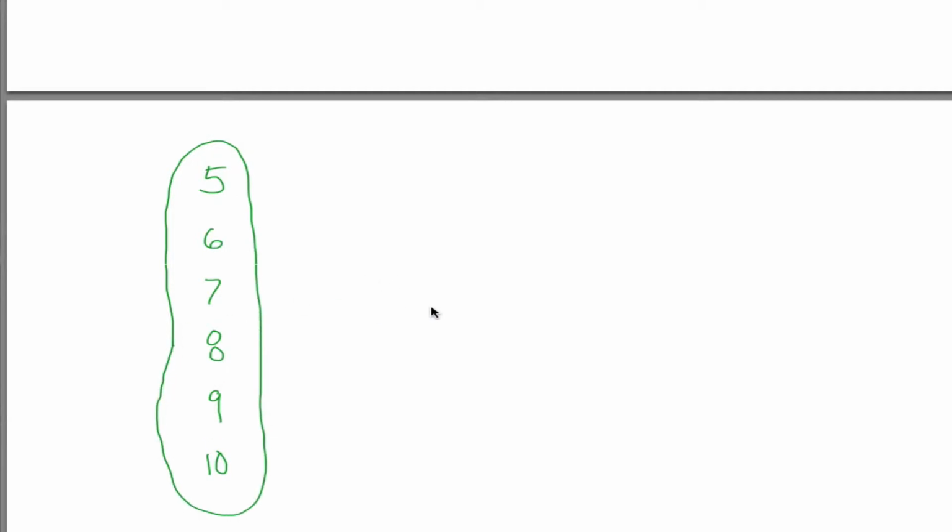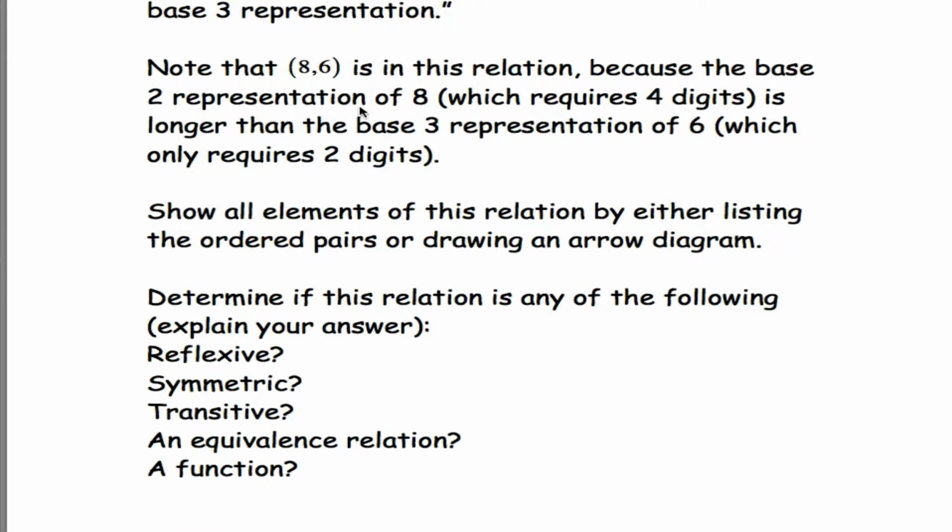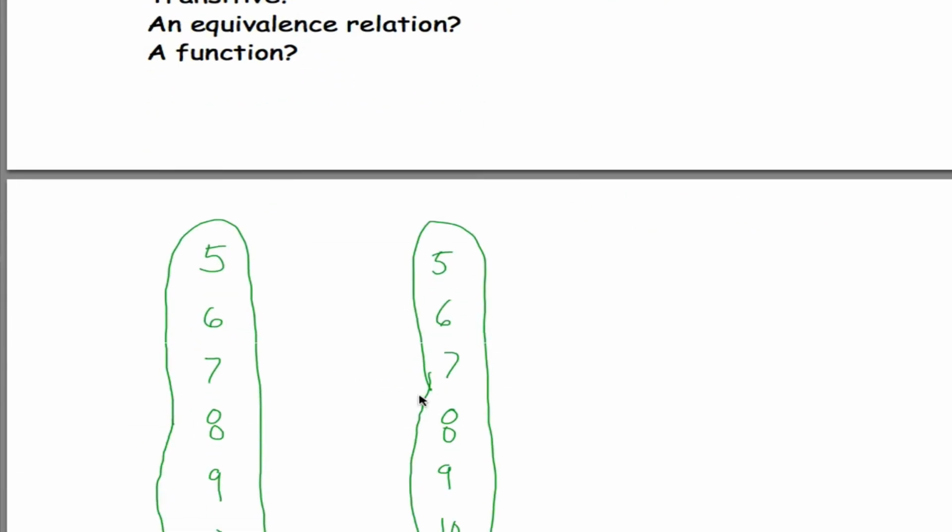So I got 5, 6, 7, 8, 9, 10 as the set on which my relation is defined. And since it's just defined on that single set, that means relations go from that set to itself. In other words, from one of these elements to one of these elements. And you decide whether or not you should draw an arrow based on whether the base 2 representation of the first number is longer than the base 3 representation of the second number. So for example, there should be an arrow from 8 to 6.